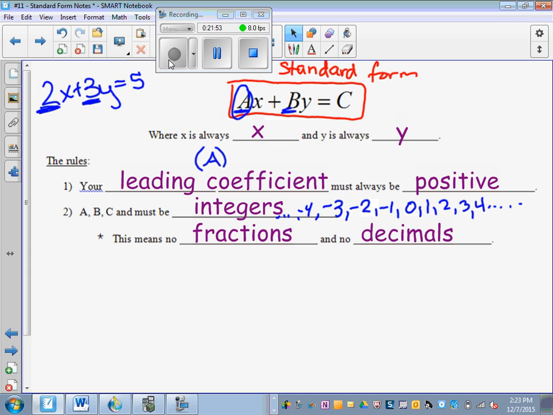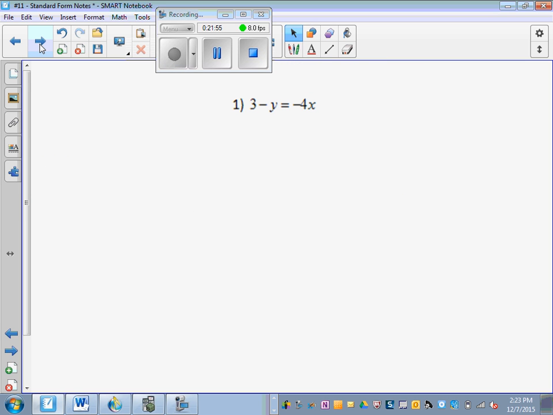All right, let's take a look at our first example. Number 1 says 3 minus y equals -4x. We need to get it in the right format. Remember, ax plus by equals c. A way to help you remember this, it goes in alphabetical order: A, B, C, X, Y.